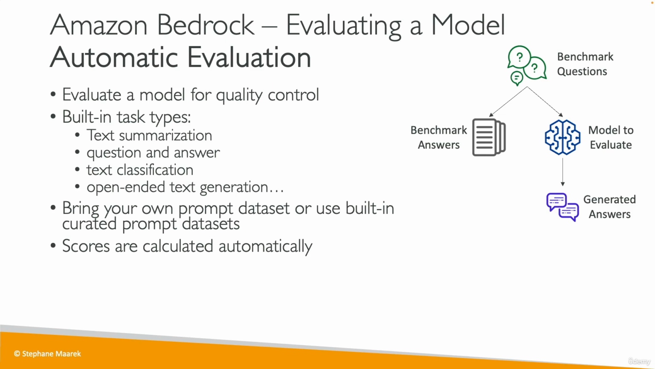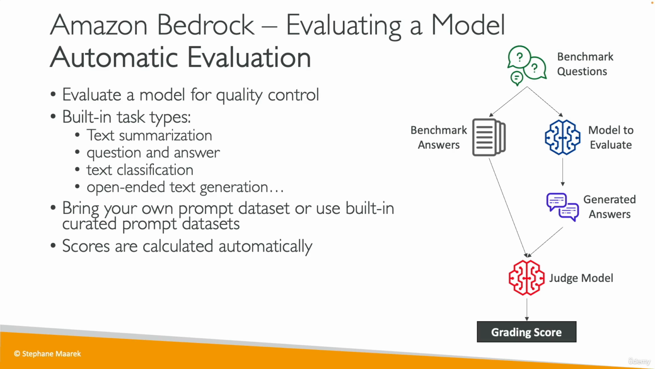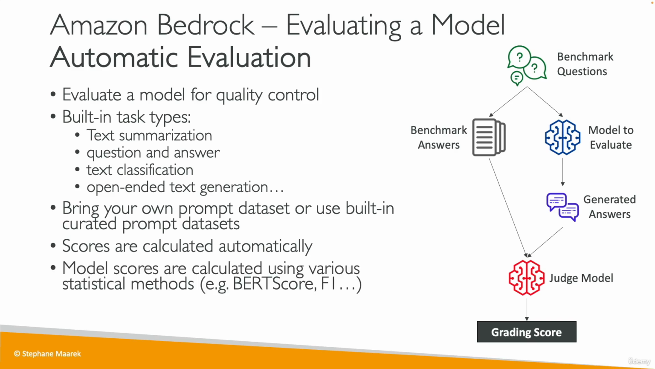And then, of course, we need to compare the benchmark answers to your generated answers. So we compare these two, and because we are in an automatic evaluation, then it's going to be another Gen AI model called a judge model, which is going to look at the benchmark answer and the generated answer, and is going to be asked something along the lines of, can you tell if these answers are similar or not? And then it's going to give a grading score. And there are different ways to calculate this grading score, for example, the BERT score or the F1 and so on, but no need to linger on that specific jargon for now.